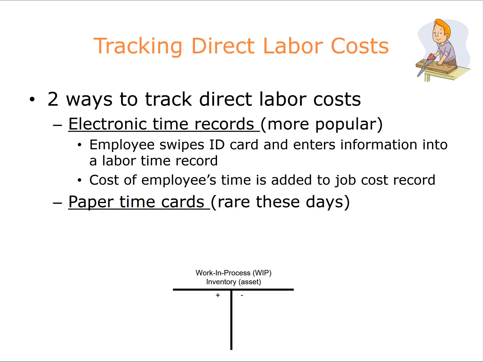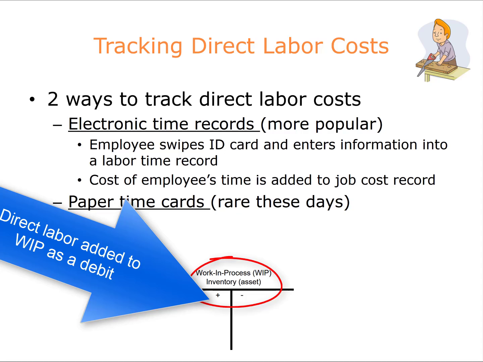So how do companies keep track of direct labor costs and know which jobs the employee worked on? Well, most companies now track labor using electronic time records. The employee swipes their ID card and enters information into a labor time record, which tracks how much labor time was devoted to each job. The cost of the employee's time is added to the job cost record, and because the costs on the job cost record represent work-in-process inventory, the direct labor costs increase the work-in-process inventory account with a debit.